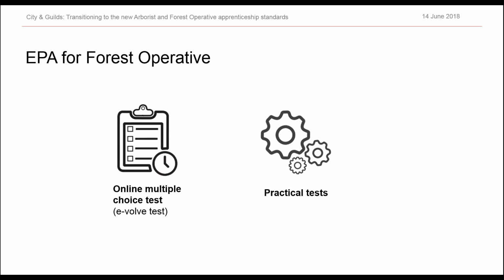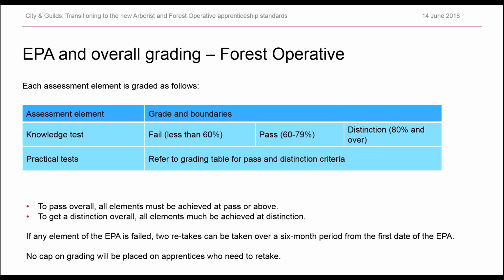In terms of EPA for Forest Operative, again, quick recap. This time there are 2 assessment elements, multiple choice test and practical tests, with each graded as follows. So the knowledge test has the same grade boundaries as for Arborist, and similar to Arborist for the practical tests, please refer to the grading table. Similarly, to achieve a pass overall, all elements must be achieved at pass or above, and to get a distinction overall, all elements must be achieved at distinction.